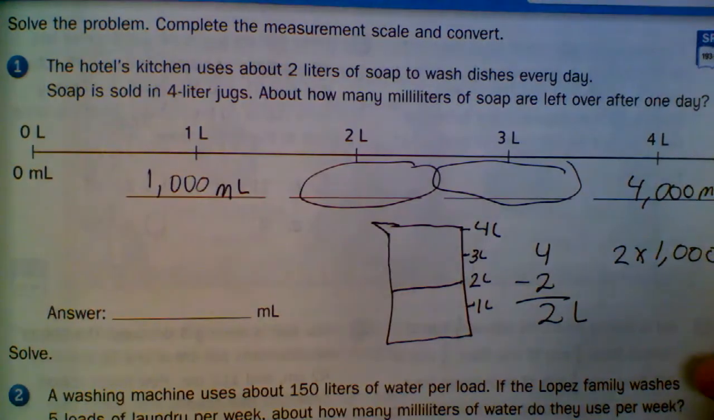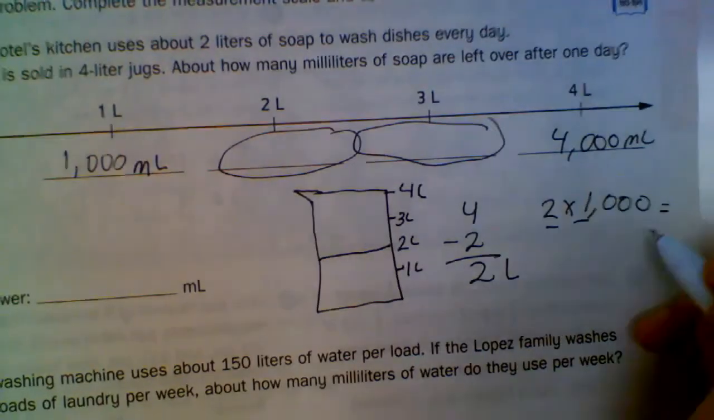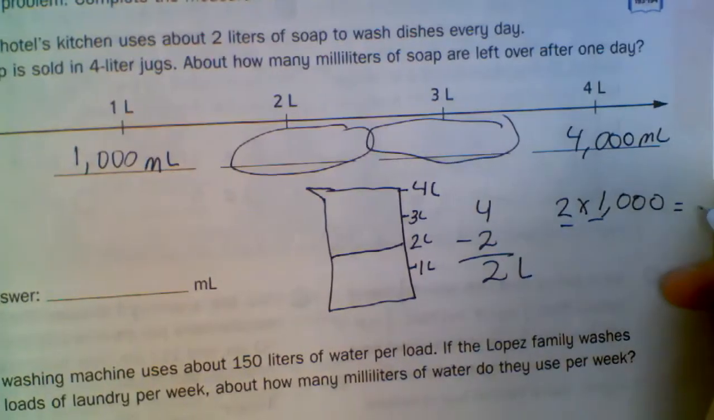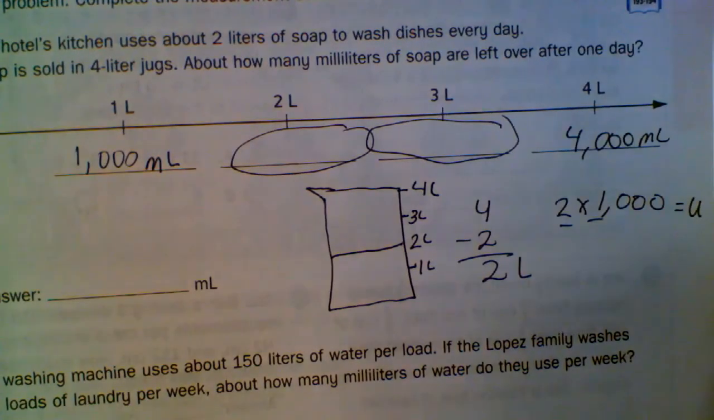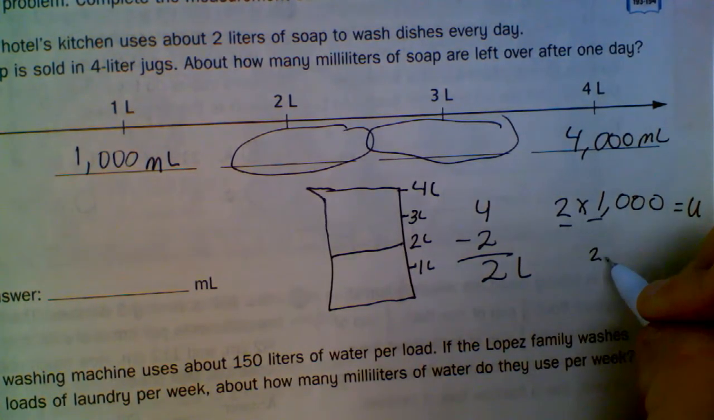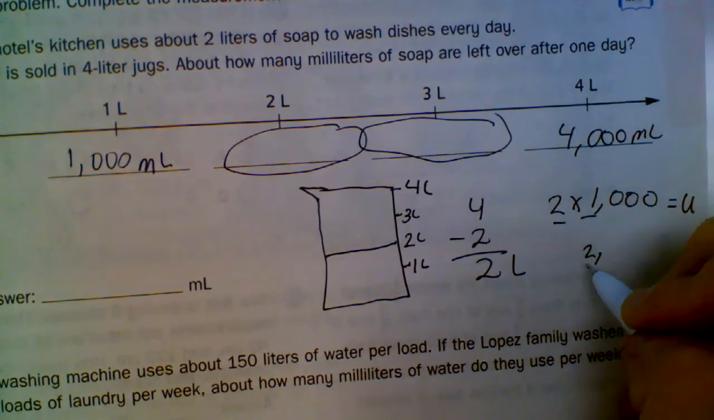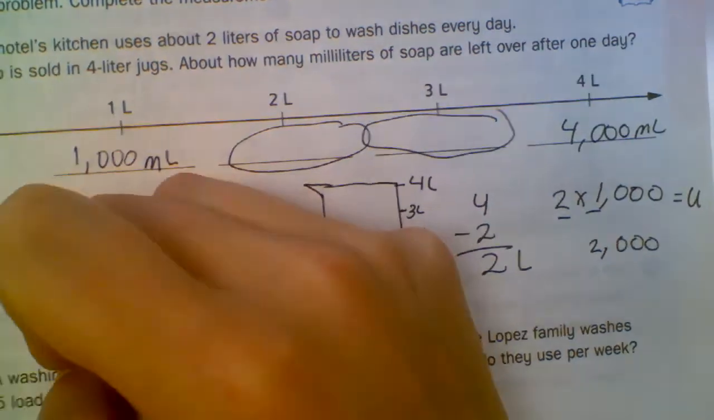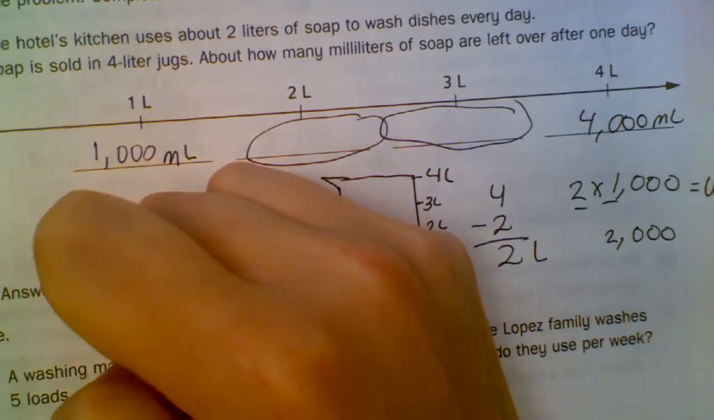2 times 1,000, friendly numbers, 2 times 1, put a 2, equals U for unknown. So 2 times 1 is 2. How many zeros? 1, 2, 3. And that's our answer in milliliters, 2,000.